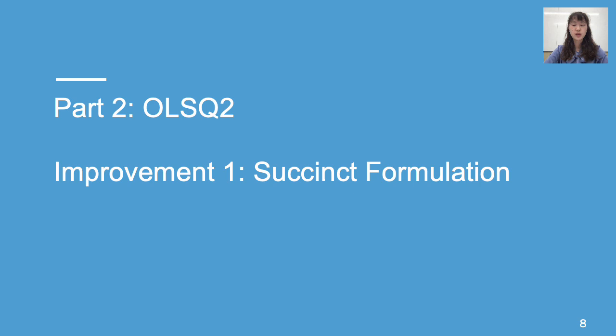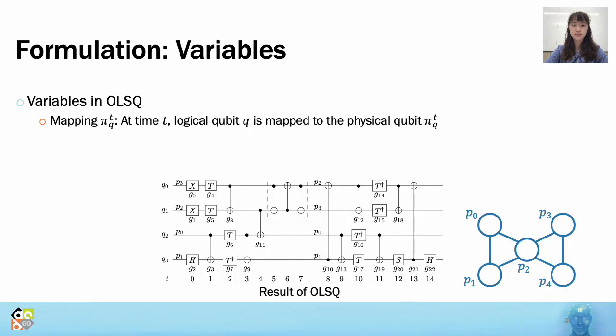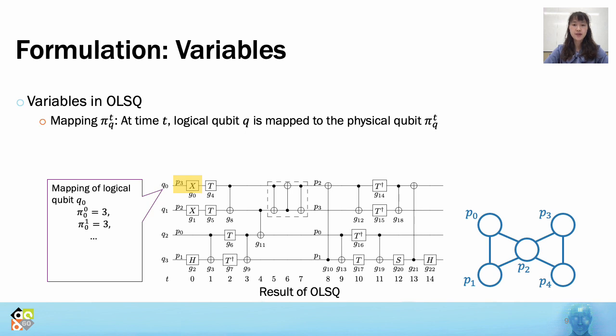Next, I'm going to introduce our first improvement, succinct formulation. In OSC, we have four types of variables. First, we have mapping variables for each program qubit at every time step. To represent a physical qubit in map 2, for example, program qubit 0 is mapped to P3 initially. Then, after time 7, a swap gate is inserted, so its mapping variable is changed after time 7.